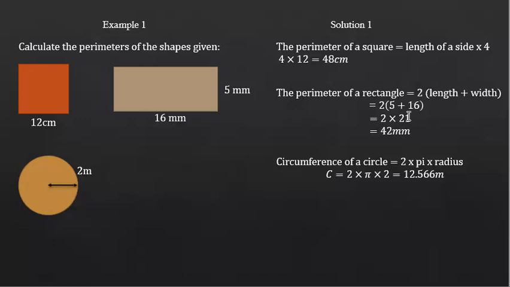Now we multiply this 21, because we have calculated what is in the brackets, therefore there is no need for brackets anymore. So it's 21 multiplied by 2, which gives us 42 millimeters. The circumference of our circle is 2 multiplied by pi multiplied by radius.